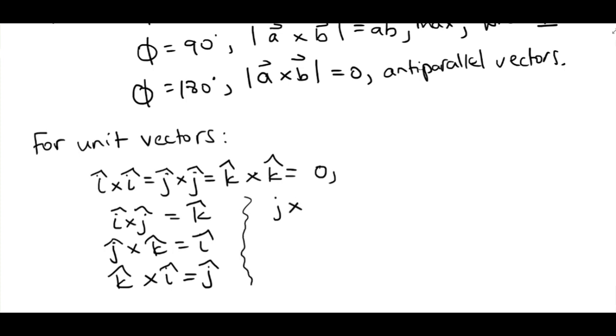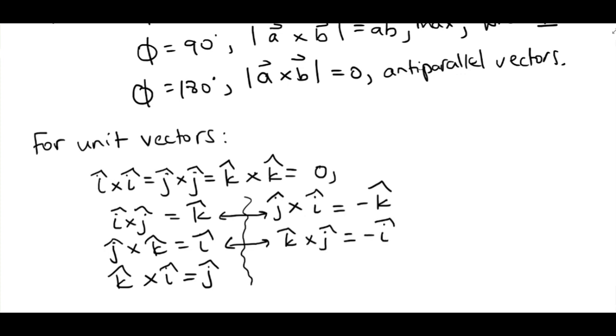Now if we were to swap around the order, so if we start here at the top, we swap and go j cross I, we get the negative answer, which is negative k. If we swap this one here, we get k cross j, we get negative I. And if we were to swap and take the cross product of I and k, we get negative j.